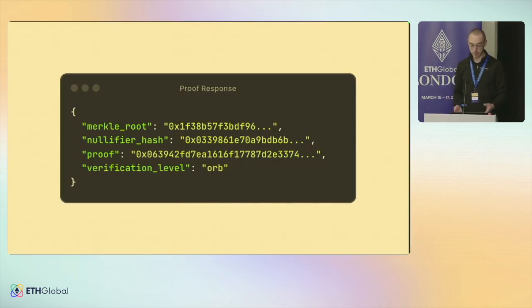And this is what that proof looks like. We have the root of the Merkle tree against which the proof is generated. On Ethereum mainnet, we have a Merkle tree that is essentially the list of world IDs that have been verified at the orb. The nullifier hash is the unique identifier of the user in the context of your action. The proof is a very long hexadecimal string that is the actual mathematical zero-knowledge proof, and then which verification level that user verified with.